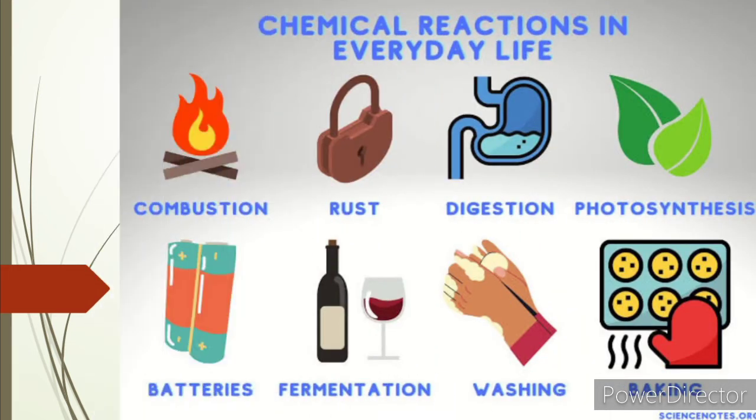Chemical reactions in everyday life. You can see it happens in combustion, in rust, in digestion also. For example, when you swallow your food, can you bring it back again to give to someone? No, it's not possible. So digestion, photosynthesis, batteries, fermentation, washing and baking, all these are examples of chemical reactions in everyday life.